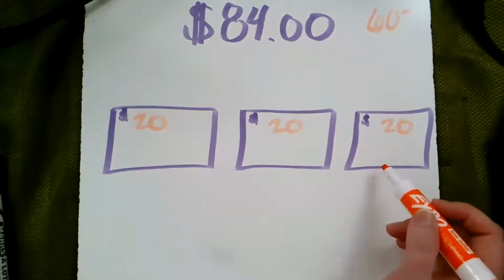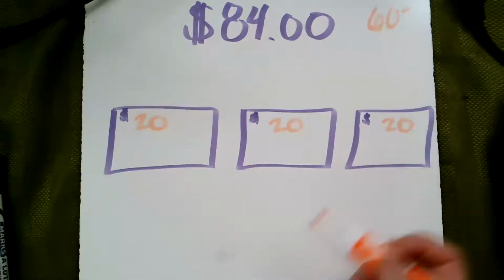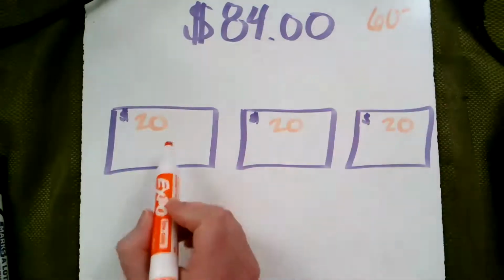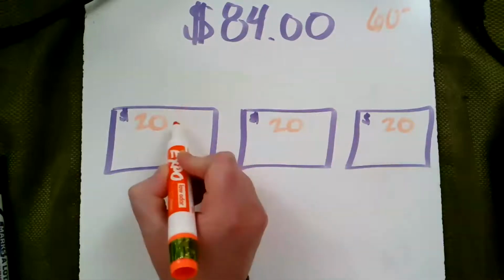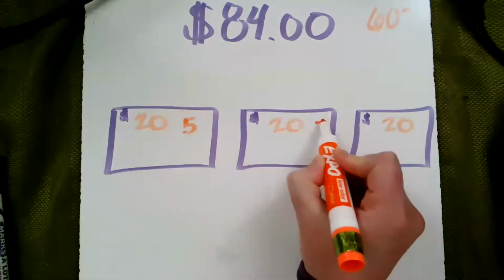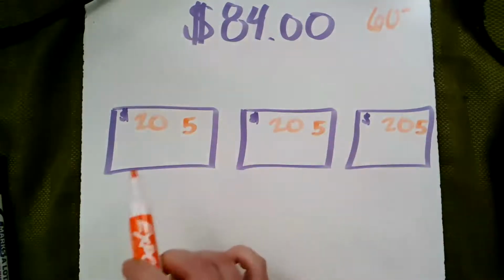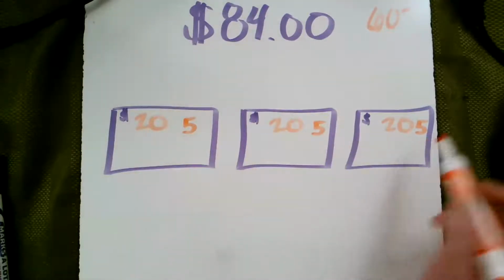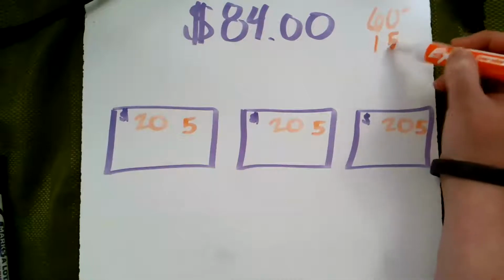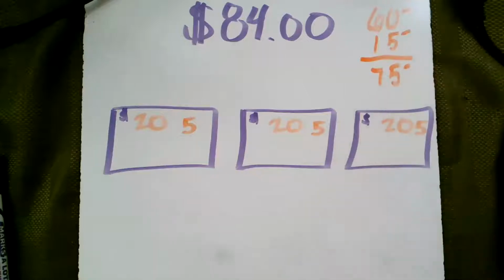So let's cut that in half. Let's say I gave each person $5 more. 60, 65, 70, 75. I can do that. So I'm going to do $5, $5, and $5. Now we have 5, 10, 15. So we have another $15 we just took. Now we have spent $75. All right, we're getting pretty close to that 84.